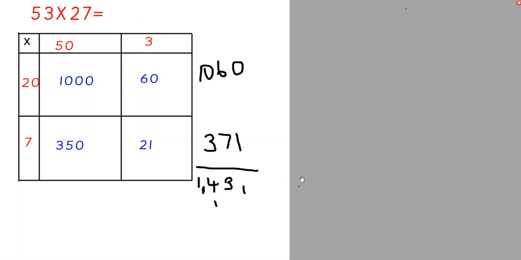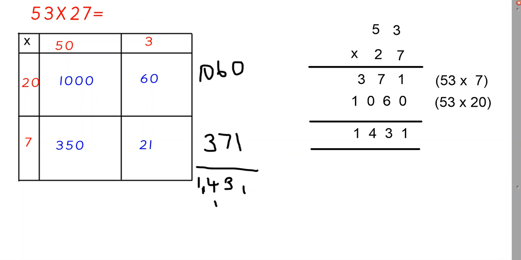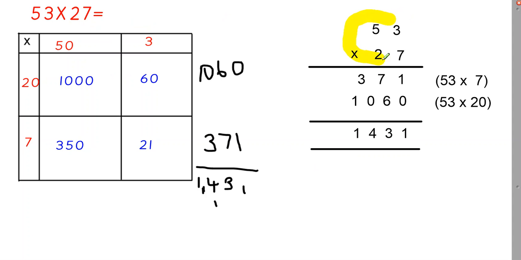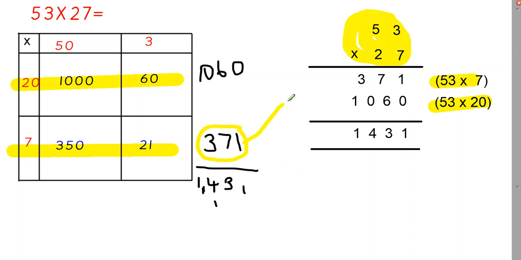1,431. Now, another way of recording that is to do it like this. And you can see that I've got my original numbers here, and you can see I've got 53 times 7, which is this row here, and I've got 53 times 20, which is this row here. And you can see that I've got my 371 there, and I've got my 1,060 there.